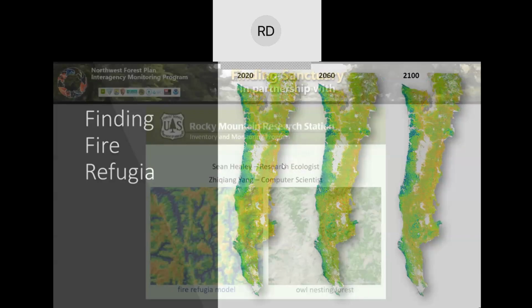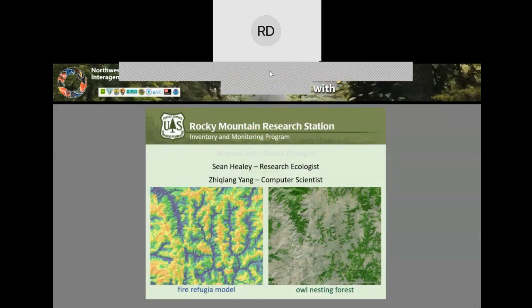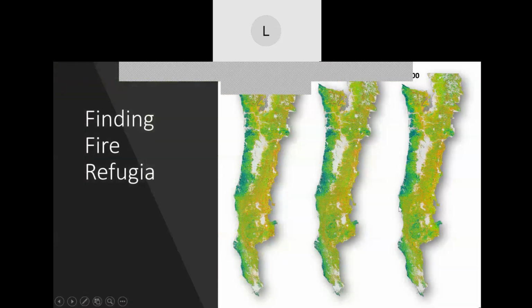I'm going to turn off my mic. Yeah. Hey Ray, we need to use your slide. My computer does not allow me to share my screen. Okay, well, I got the first slide up. Yeah.